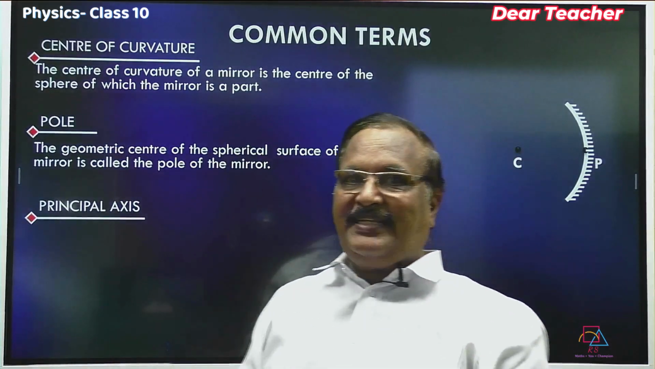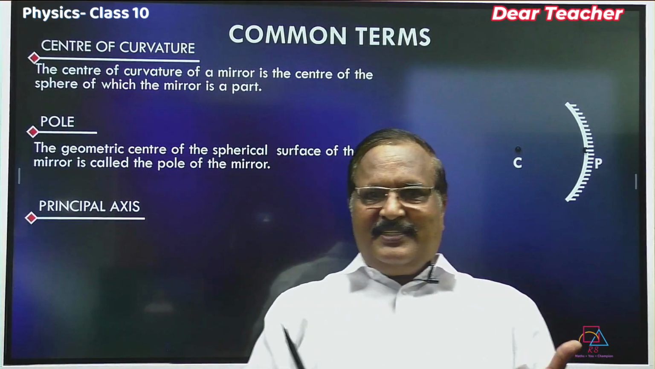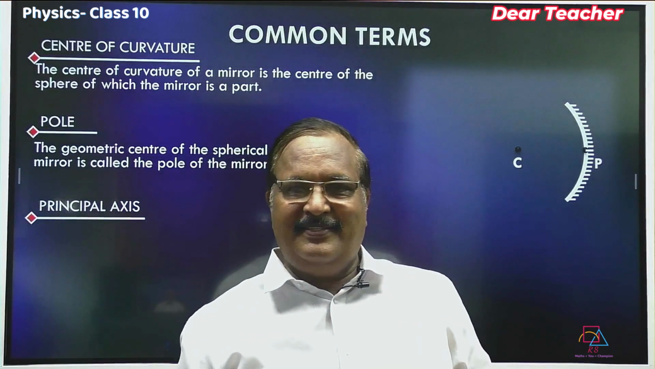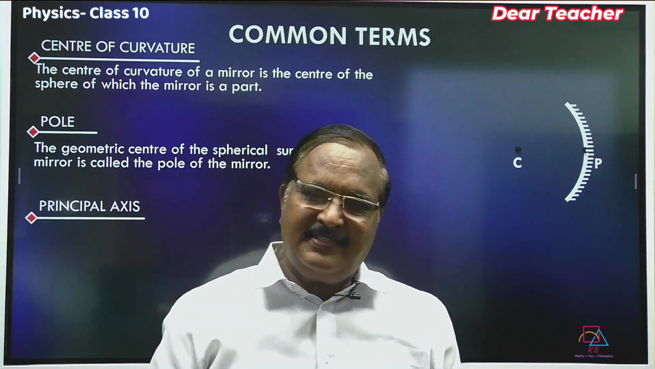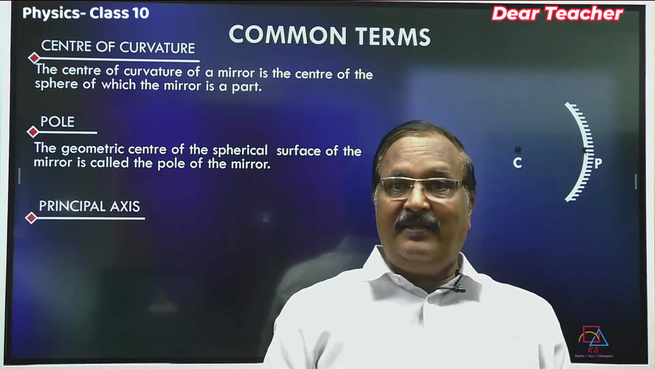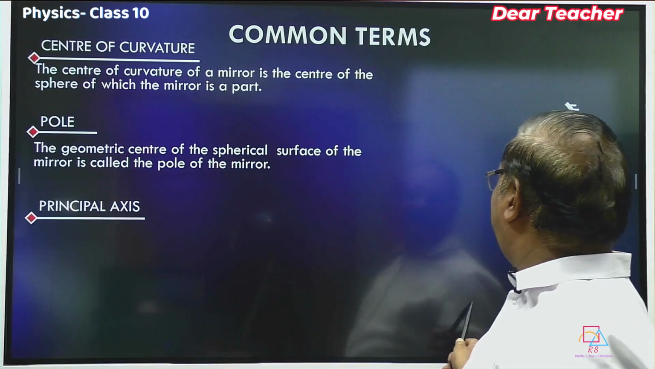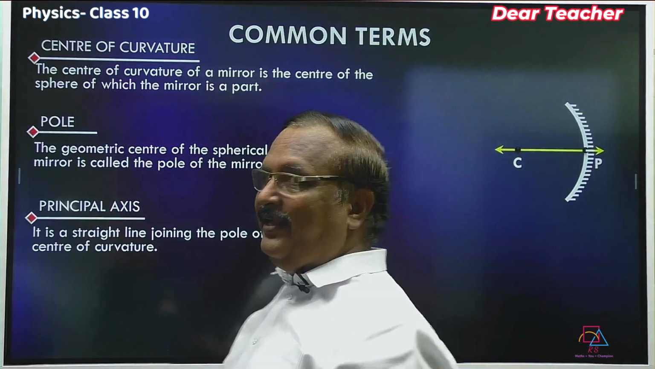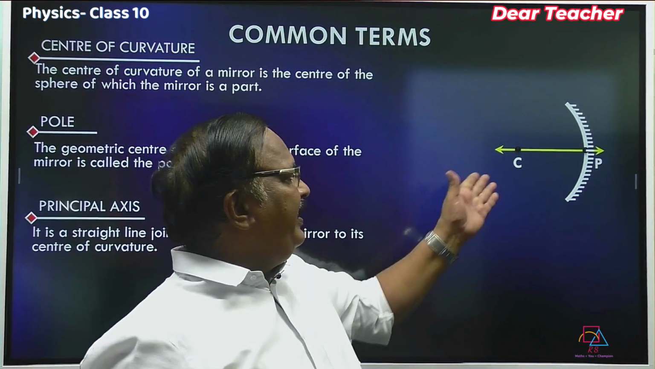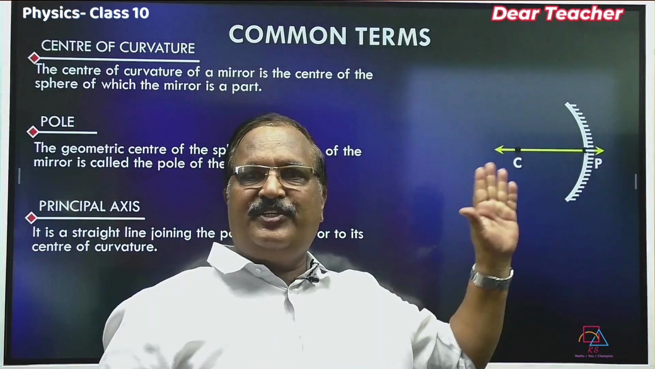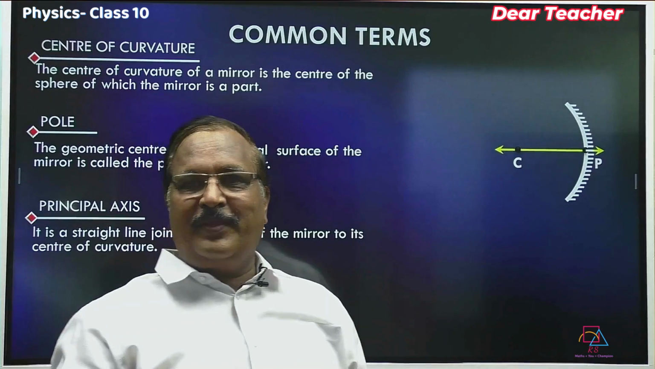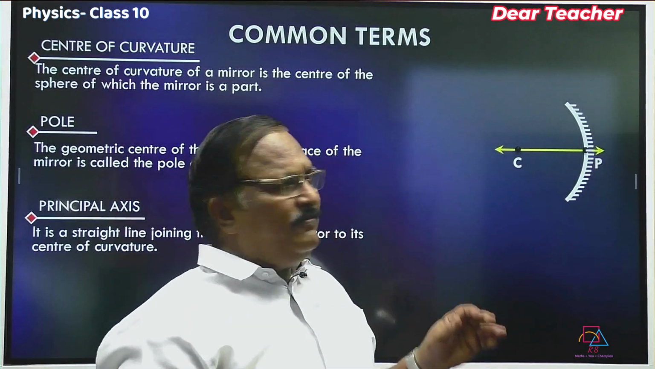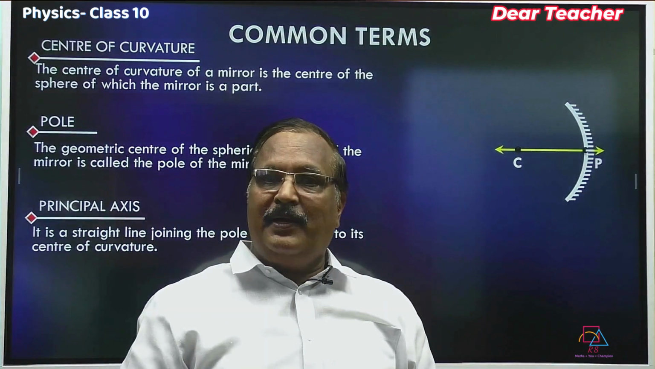Now principal axis. Axis, you know, x-axis, y-axis. X-axis is a reference line, number line, and y-axis is also a number line, reference line. Here also principal axis. The line joining C and P, center of curvature and P, we call it as a principal axis, right? So we use this as a number line.